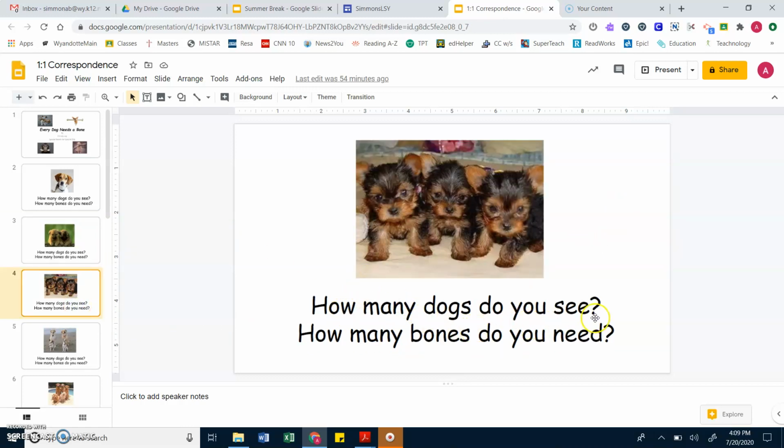How many dogs do you see? How many bones do you need? Let's count the dogs in this picture. One, two, three. So we see three dogs, which means we need three bones.